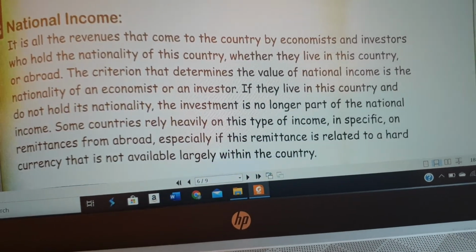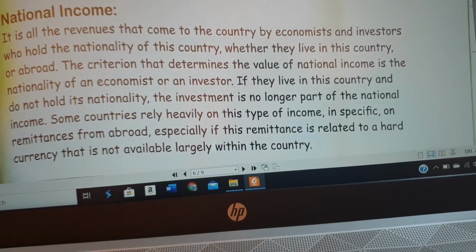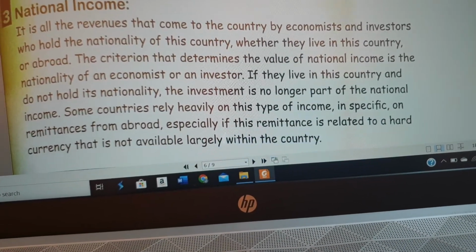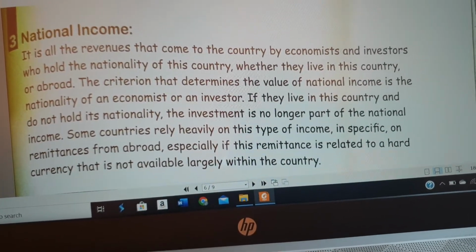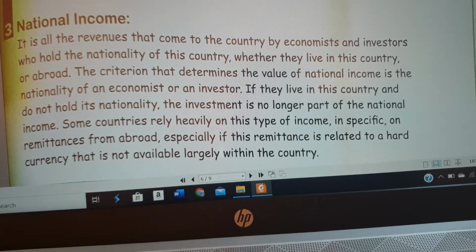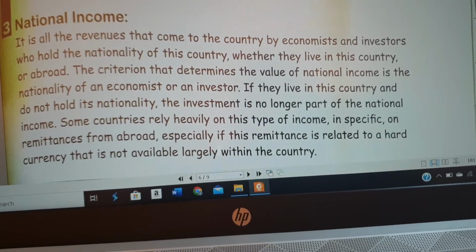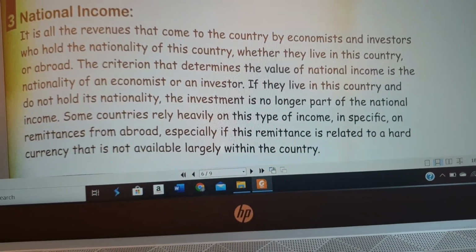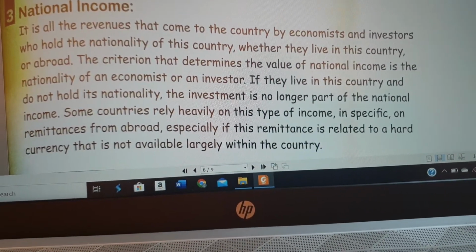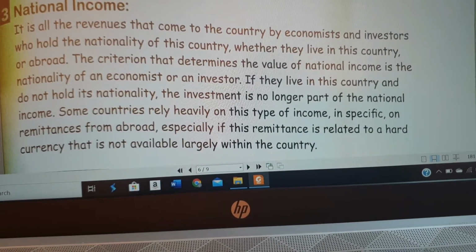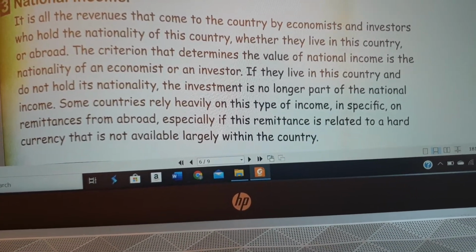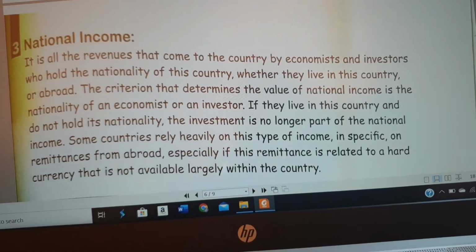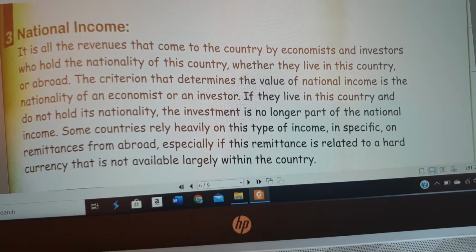The criterion that determines the value of national income is the nationality of an economist or an investor. Oh, this is very important. The criterion that determines the value of national income is the nationality of an economist or an investor. If they live in this country and don't hold its nationality, the investment is no longer part of the national income.